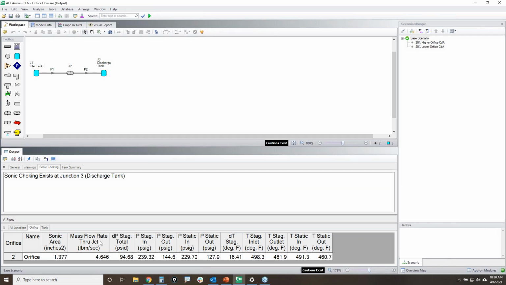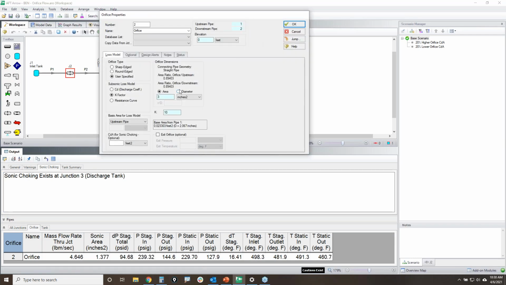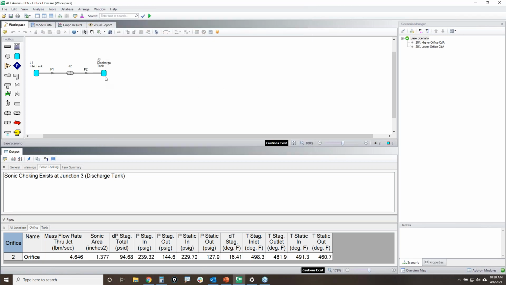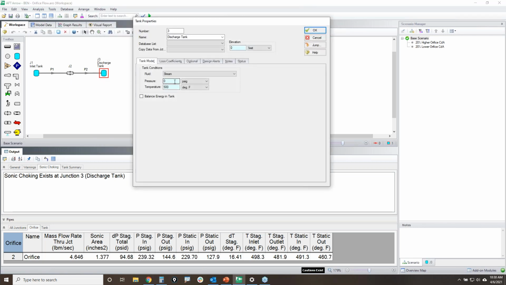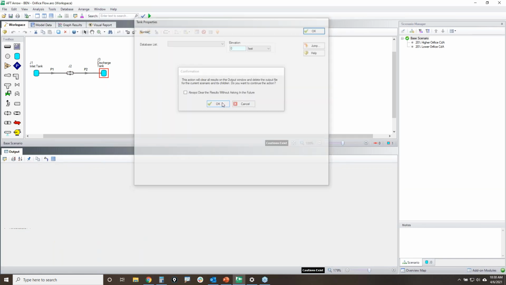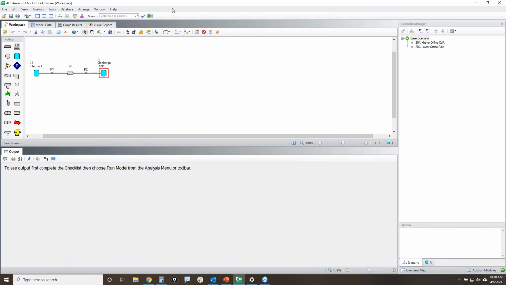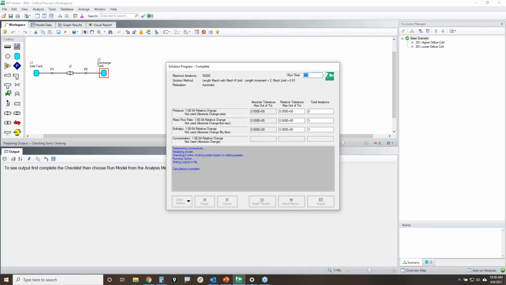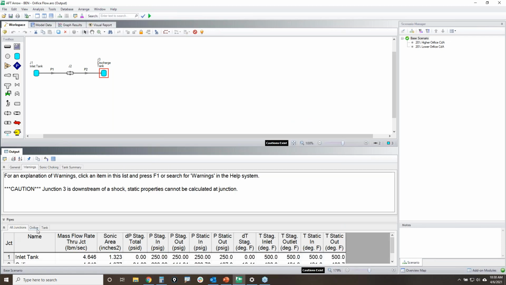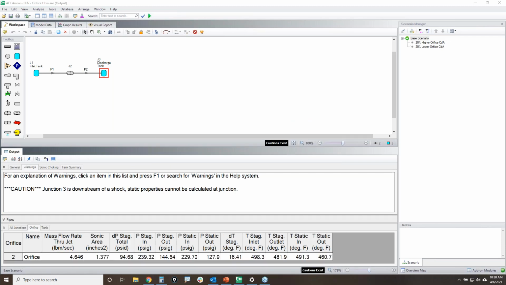And I'm going to put my mass flow rate first. There we go. All right. So here, I'm going to leave my orifice alone, not touch that, and I'm going to open up my discharge tank and set this pressure to 50 psig. So if I set the pressure of that tank to 50 psig, and we look at our orifice plate, look here, we've got 4.65 pounds per second.